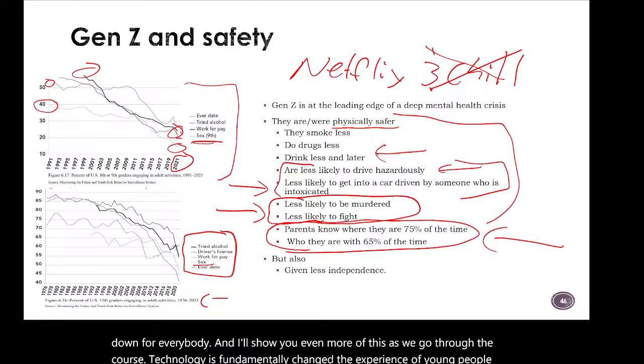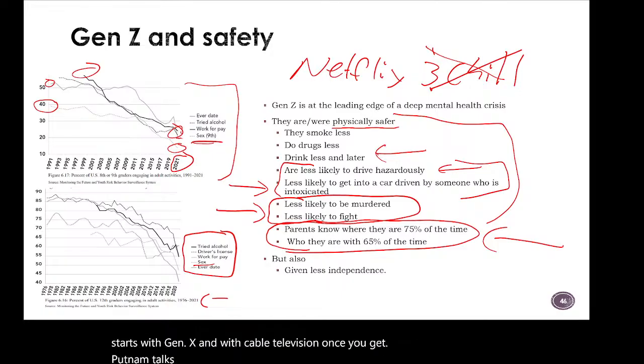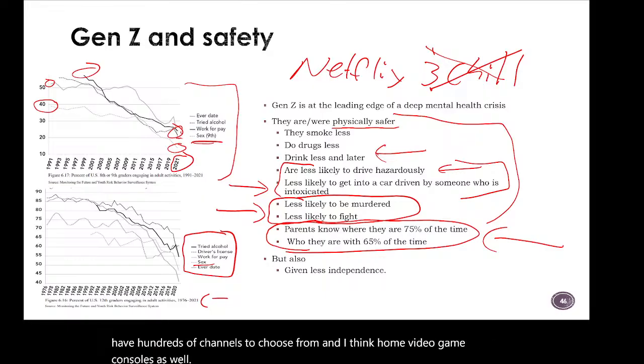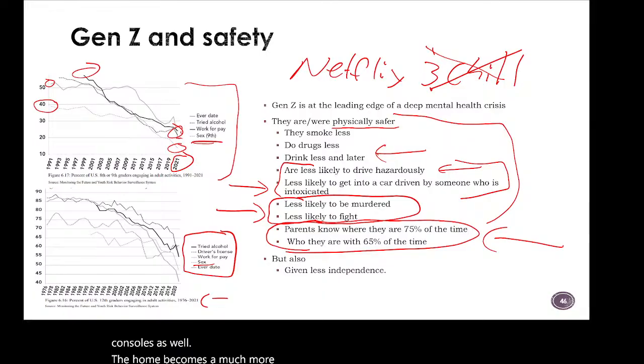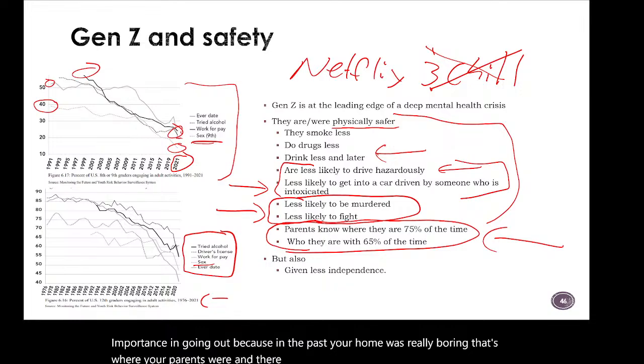They go out less. And this is a culmination of something that really starts with Gen X and with cable television. Robert Putnam talks about this in his book, Bowling Alone. Once you get cable and you have hundreds of channels to choose from, and I think home video game consoles as well, the home becomes a much more entertaining place. There's less importance in going out because, in the past, your home was really boring. That's where your parents were, and there were books, but there was nothing to do. Maybe there were 3 channels, but if you didn't like what was on those 3 channels, you went out and did something. Increasingly, in the home, you have endless choices of what to do, and so people increasingly just stay home.